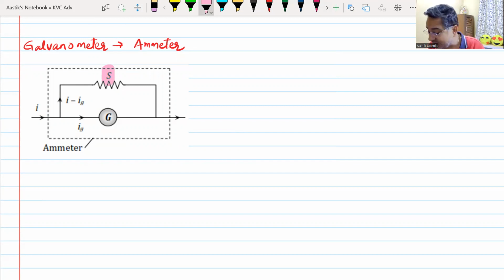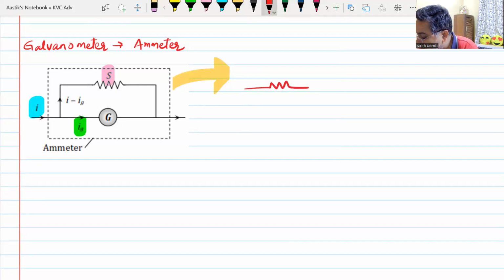Now, how is it going to measure the current? This I is the range of the ammeter. This is the maximum current that this ammeter can measure. When the maximum current passes through the circuit, the current that can pass through the galvanometer in the maximum state is Ig, which is the full scale deflection current of the galvanometer. With this arrangement, we can convert a galvanometer with a very small range into an ammeter of a given range I. Do we understand this? Yes, sir. This entire thing now becomes an ammeter.